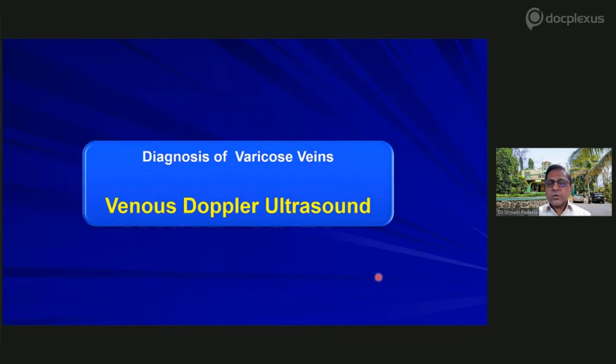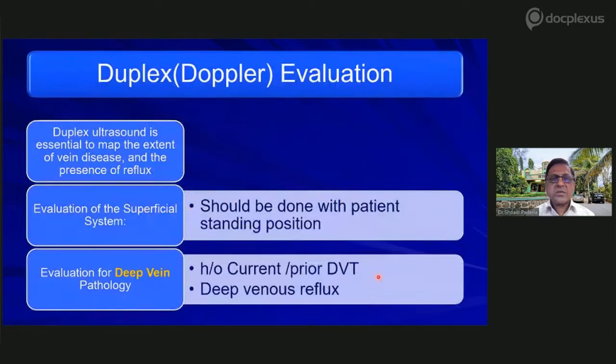How do you actually make a diagnosis of varicose veins? Of course, clinical diagnosis is very easy. You have seen that large dilated veins are there. But remember, in many patients, these dilated veins may not be visible from outside. They are dilated within. And therefore, the diagnosis is basically made by an investigation, which is today the gold standard, called the venous Doppler ultrasound. This venous Doppler ultrasound is, of course, available nowadays everywhere. It's essential to map the extent of vein disease and also to show that there is actually leakage in the vein, which we call reflux.